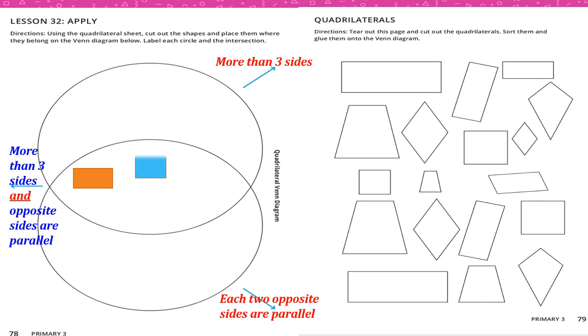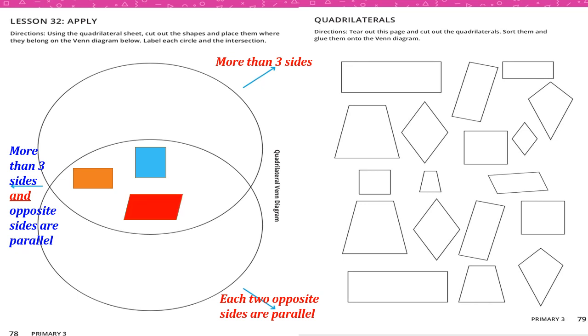The second shape is square. Yes, square is more than three sides. Okay, where should I put it? Does it follow each two opposite sides are parallel? Yes. In square, we have each two opposite sides are parallel. So it follows the two circles, both of them. It follows the two features. So I will put it in the intersection area.